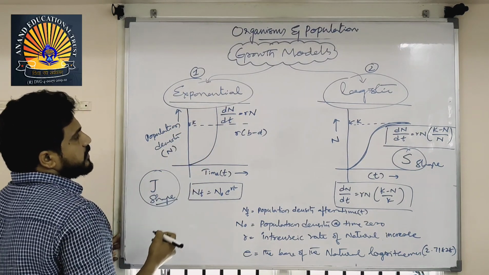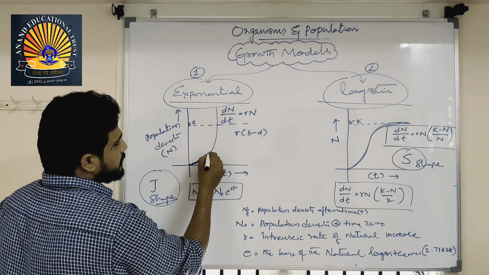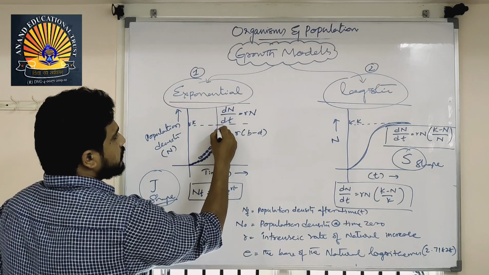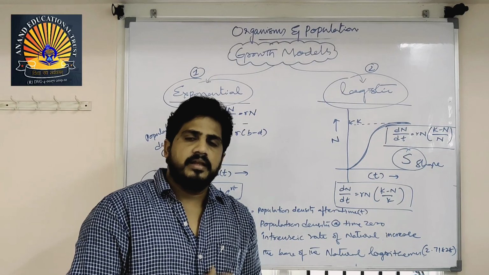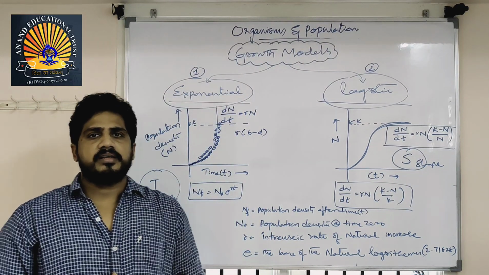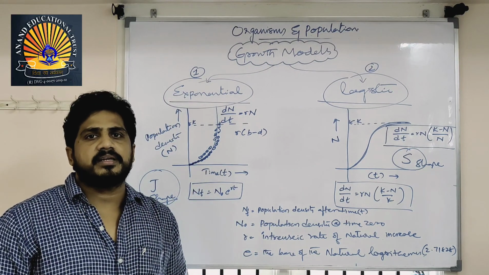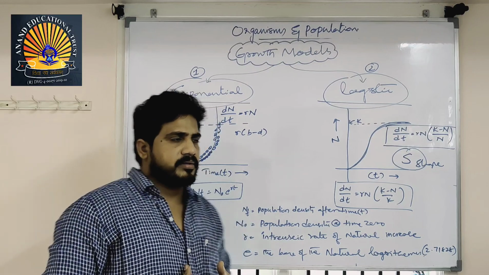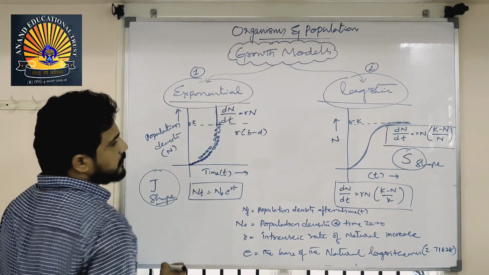See, in case of exponential population, the population growth was unlimited, because innumerable resources are there, food and shelter. In a particular area, for one organism, unlimited food will be there, unlimited resource will be there, then the population growth will increase just like a rocket. Then it is always up.